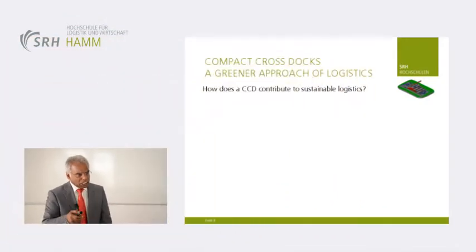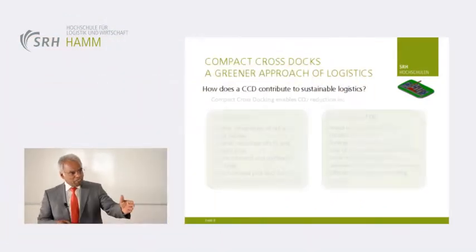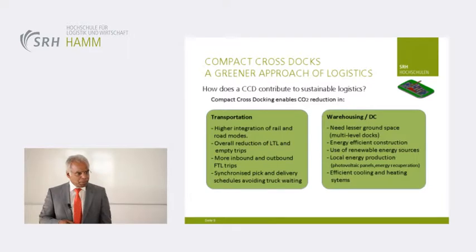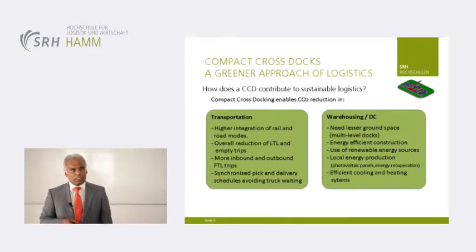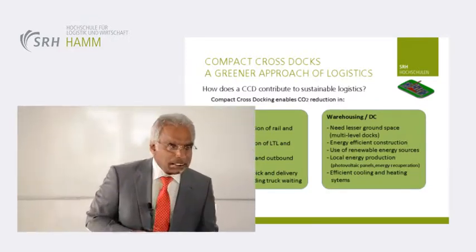How does it contribute to sustainable logistics then? Let's look at transportation and warehousing. I've listed many points, and one is that it needs less ground space. Can you guess how much space could be saved by using a compact cross-dock? Well, I would think maybe between 15 to 20%. Well, that's a good guess. It's about 30% of what we have calculated.